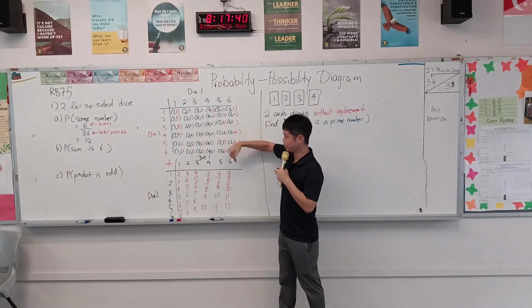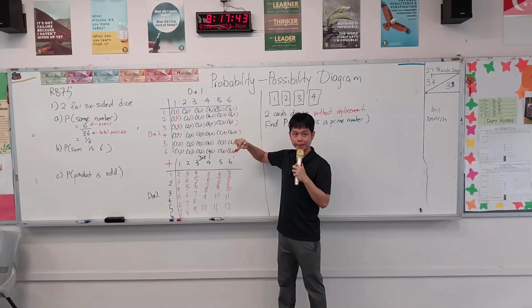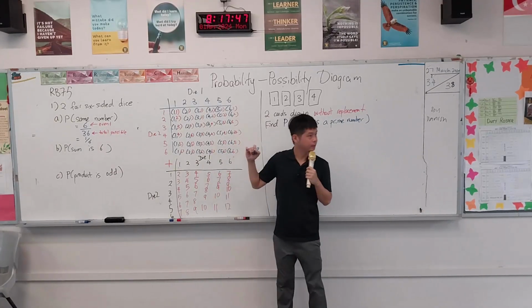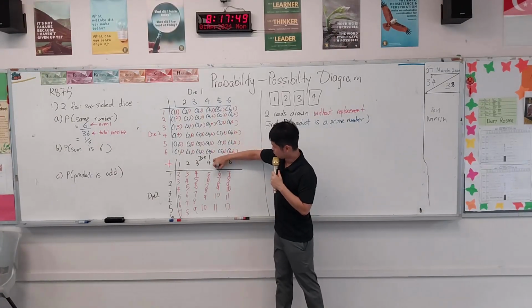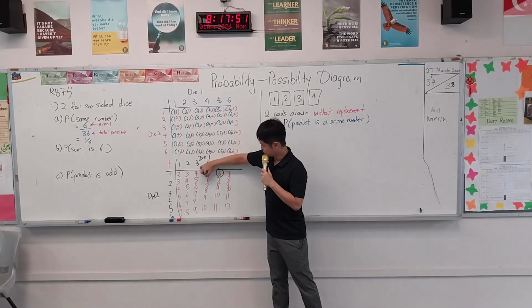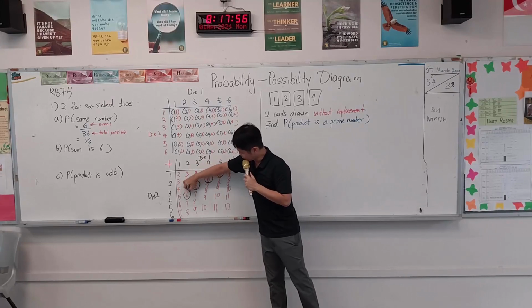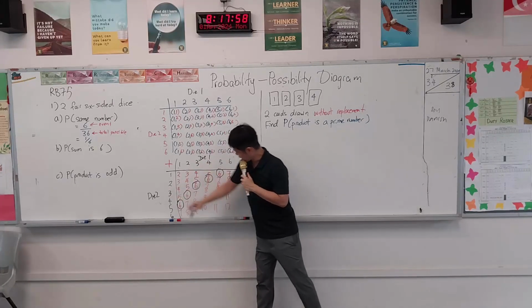Okay, let's do this. Usually I will circle. I will use a pencil and I'll circle. So let's circle in black. How many again? 5. 1, 2, 3, 4, 5.